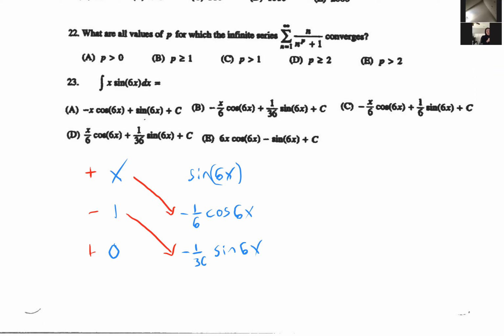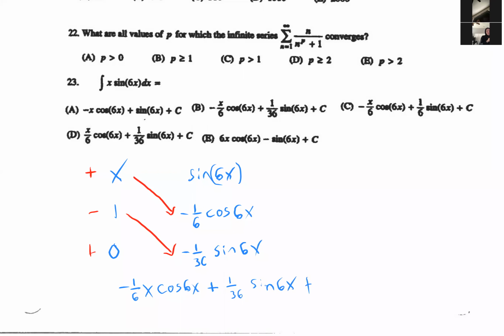So the final answer, if you multiply where the arrows go, it's going to be negative 1/6 x cosine of 6x. Negative times a negative makes this a plus 1 over 36 sine of 6x. Don't forget your plus c at the end.